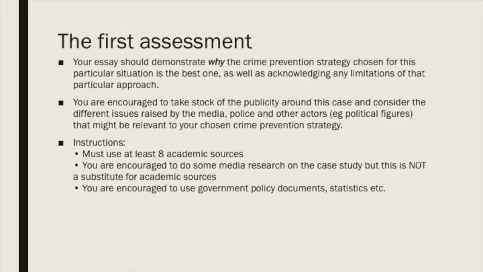What you need to achieve in your writing of this assessment is to demonstrate why the crime prevention strategy that you have chosen for this case is the best one, and acknowledge any limitations of that particular approach. So, for example, if you were to go with the strategy from this week, social prevention, you'd need to explain why social prevention could help, or would be a relevant prevention strategy for this particular incident. And don't just say, oh yeah, I think it's a good strategy. Give a few reasons based on what the strengths and assumptions of the approach are. And don't forget to mention the limitations as well.